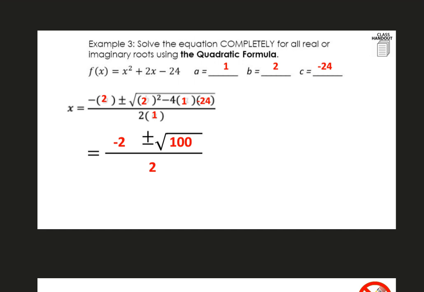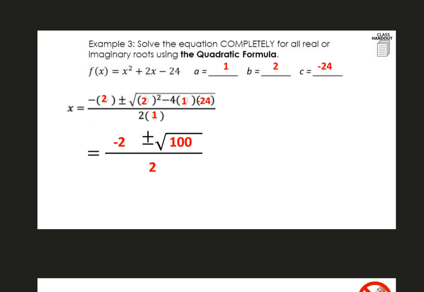All right, so now let's take a look at example number 3. So here's my example, f of x equals x squared plus 2x minus 24. We're going to identify a, b, and c. Remember, when there's no number in front of x, that number is actually 1. B is 2, c is -24. Plugging it into the quadratic formula, so negative b plus or minus the square root of b squared minus 4 times a times c, all over 2 times a.